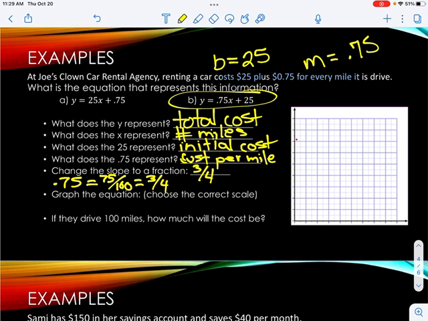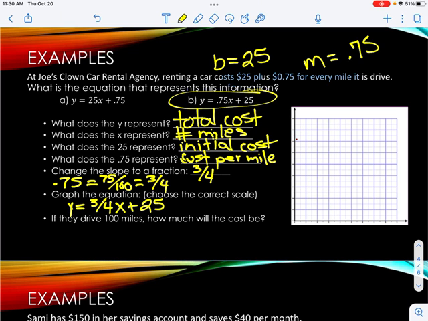Or you can use a calculator, and if you do that, you're just going to go 0.75, and then you would hit basically second PRB on the calculators we use in class, press equals, and it will kick back 3/4 as well. So the equation I'm now going to graph is y equals 3/4 x plus 25.